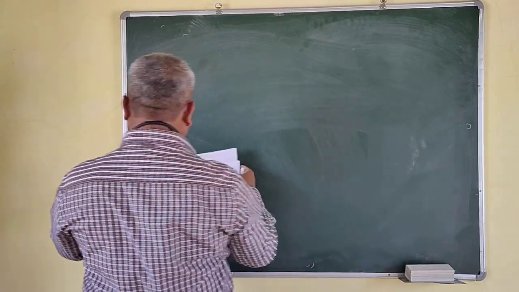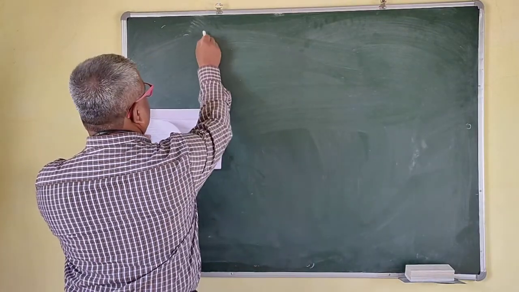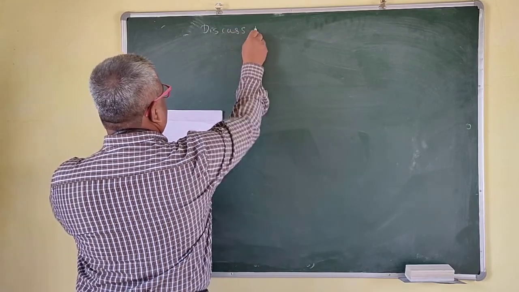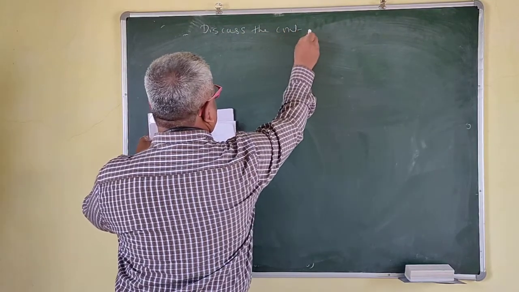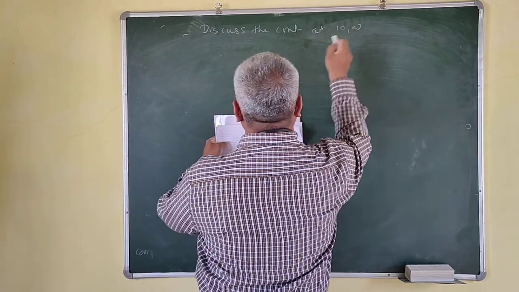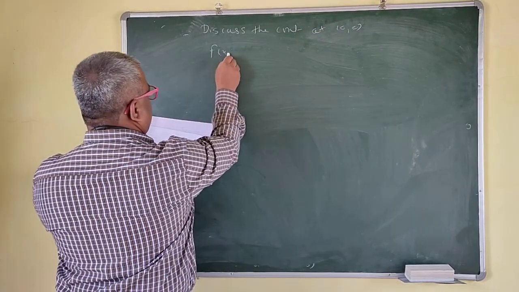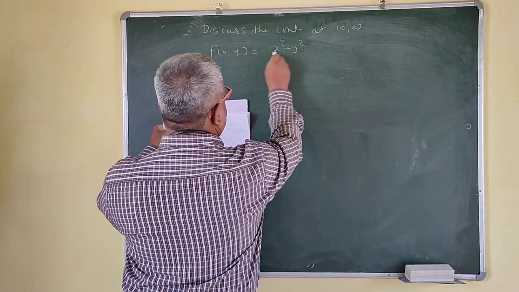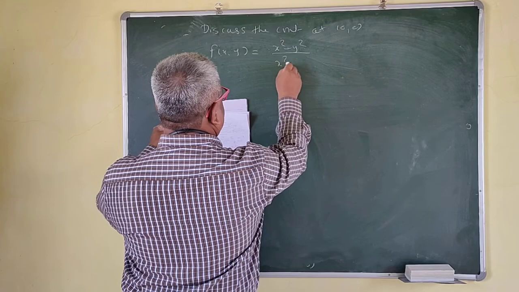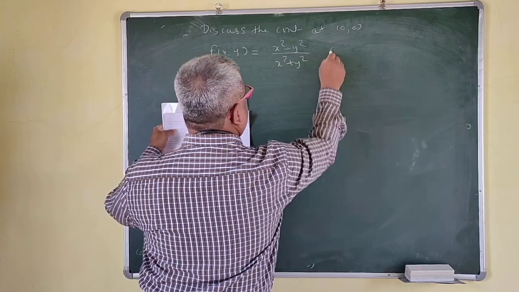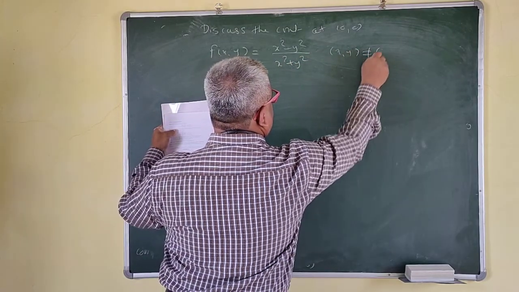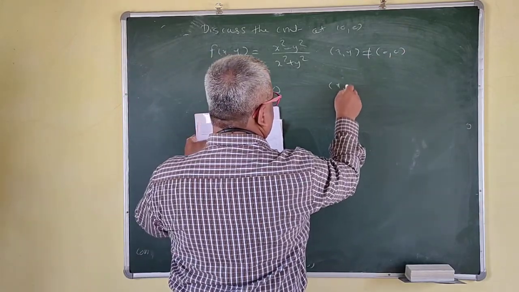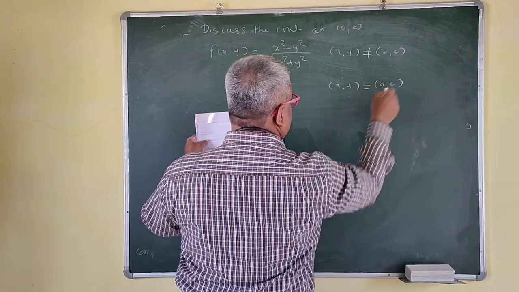Discuss the continuity of f everywhere. Now discuss the continuity at (0,0). f(x,y) is equal to (x² − y²)/(x² + y²) for (x,y) not equal to (0,0), and is equal to 0 for (x,y) equal to (0,0).